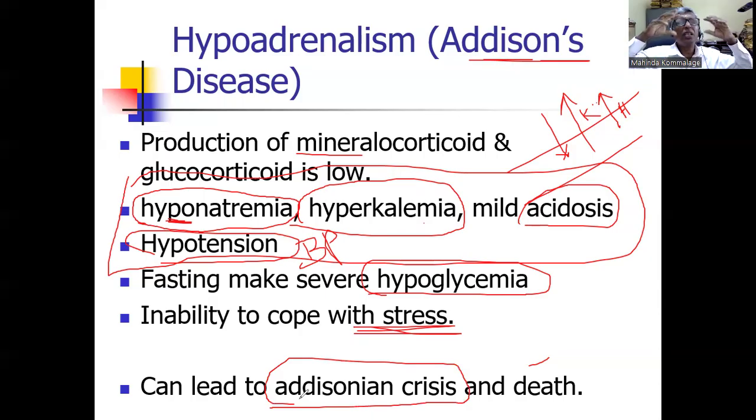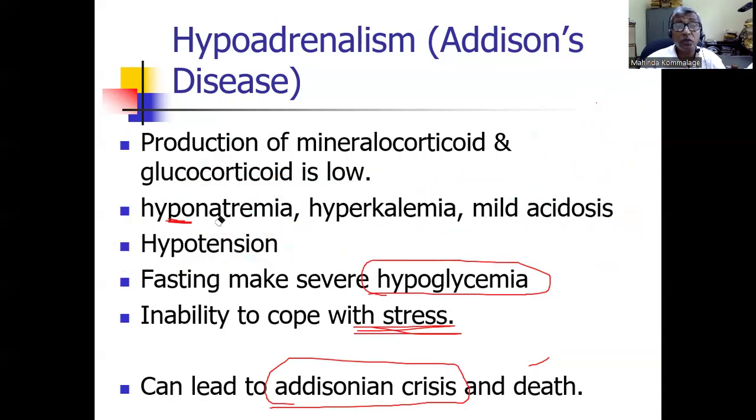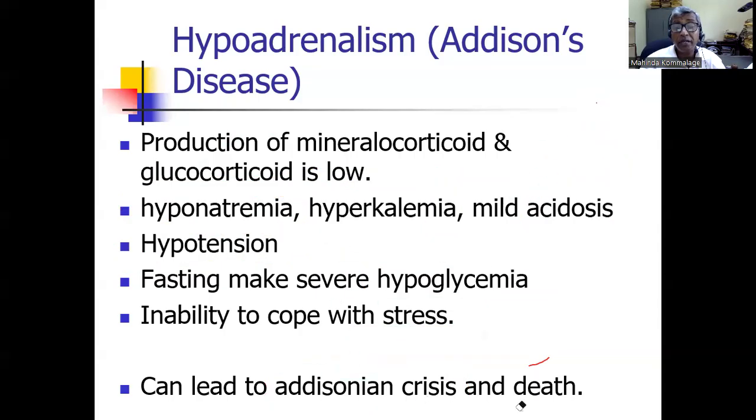Especially if you start fasting, your blood glucose level quickly reduces, and pressure also can reduce, and even death will occur. We call this Addisonian crisis in Addison's disease. Right. So that is due to deficiency or impairment of the adrenal cortex.